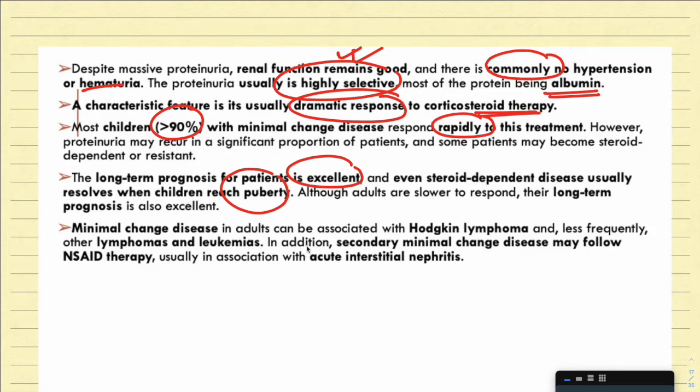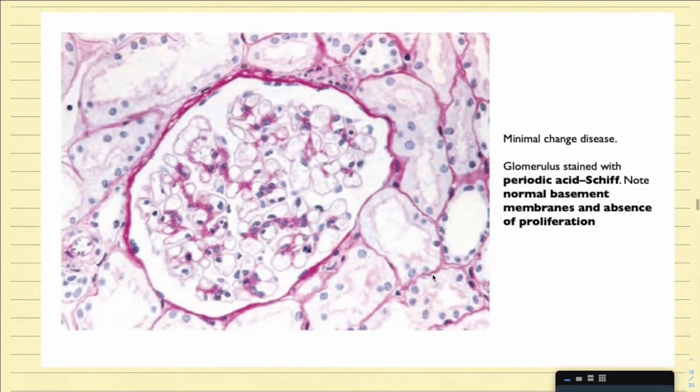Minimal change disease in adults is also present, and when present, it is associated with Hodgkin's lymphoma and less frequently other lymphomas and leukemia as well. In addition, secondary minimal change disease may follow NSAID therapy, usually in association with acute interstitial nephritis. It might also take place.